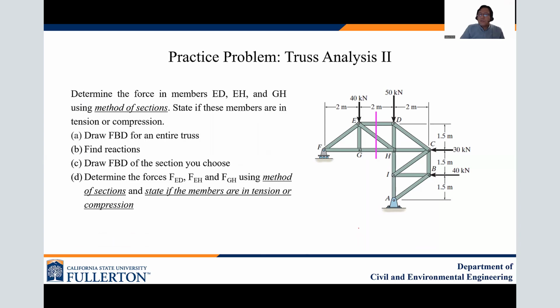Now, this slide shows the practice problem. This problem asks you to determine the forces in members ED, EH, and GH. So you can see there's a best way to cut these members, right? To solve this problem, for the same reason, you need to find the support reactions. So you need to draw a free body diagram for the entire truss and find the support reactions. Then you need to draw a free body diagram of the section you choose, and finally determine the member forces.